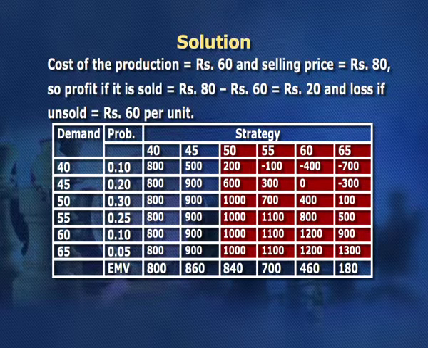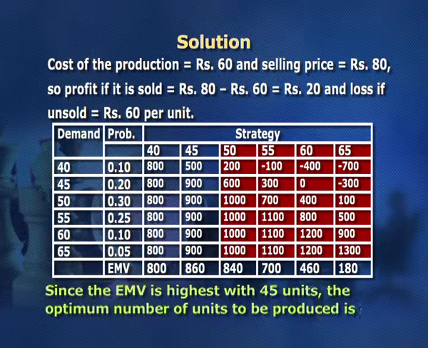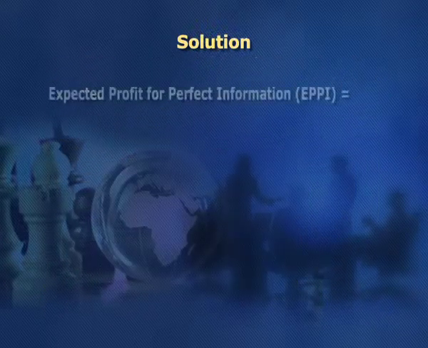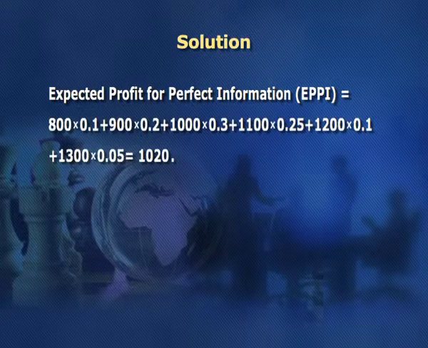Since the EMV is highest with 45 units, the optimum number of units to be produced is 45. Now the expected profit with perfect information, which we call EPPI, is equal to 800 into 0.1 plus 900 into 0.2 plus 1000 into 0.3 plus 1100 into 0.25 plus 1200 into 0.1 plus 1300 into 0.05, which comes to 1020.